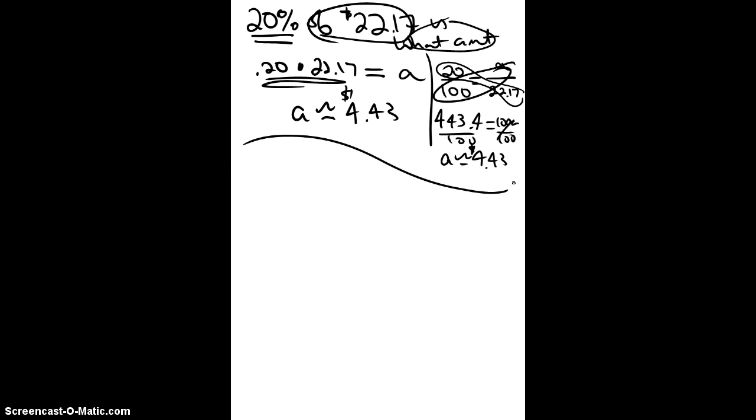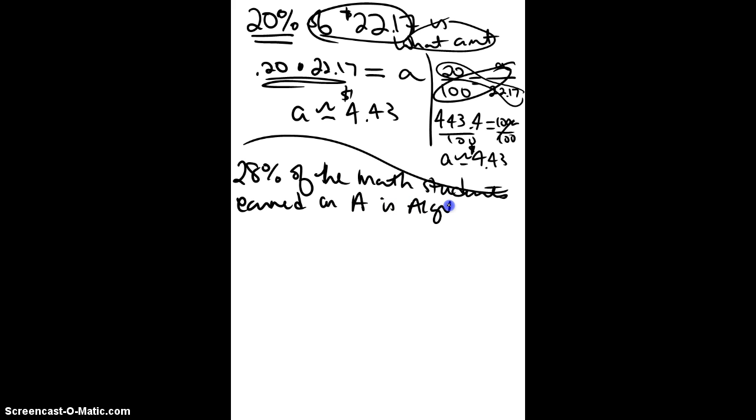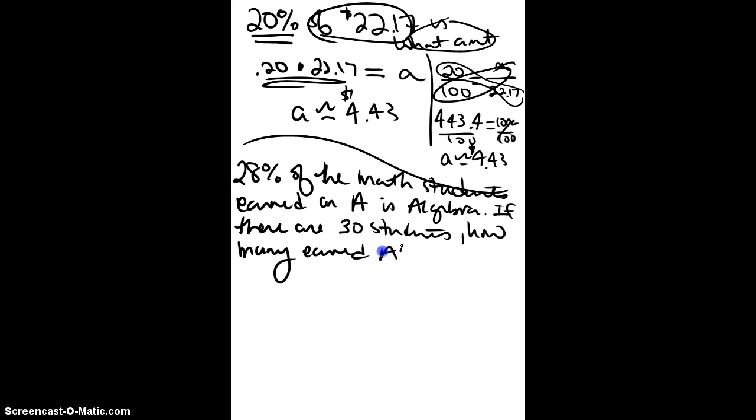Now sometimes they're embedded in a story problem, so they look harder than what they are, but they're not really. So say 28% of the math students earn an A in algebra. If there are 30 students, how many earned A's? So again, it's the "is" and "of" are there if you want to.